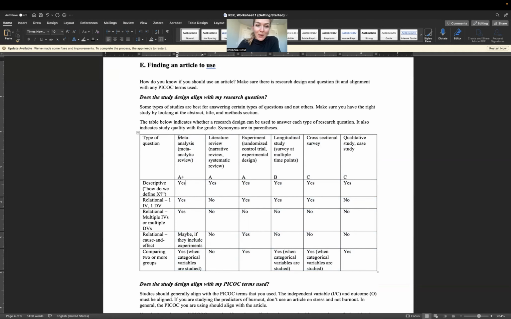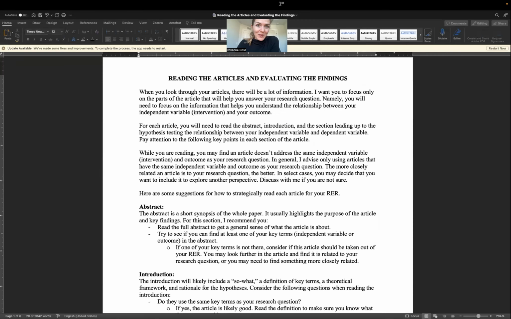So one reason why I wanted to focus on meta-analysis is because it can answer descriptive research questions, and it can answer the relational research questions. In our case, we're looking at multiple independent variables and which ones are the most strongly related to burnout, which is the thing we want to prevent or reduce.